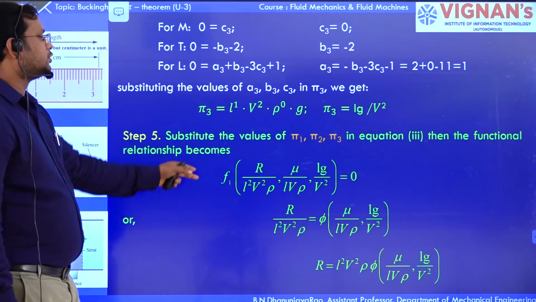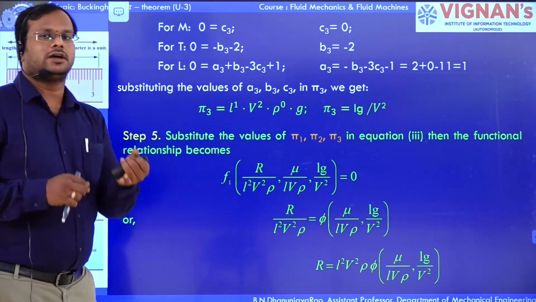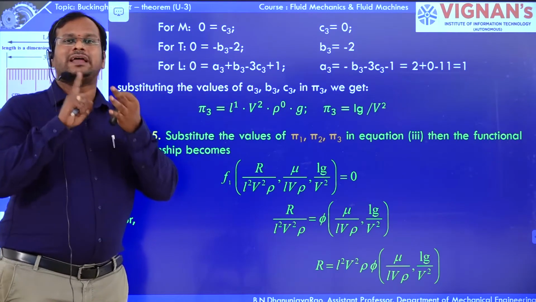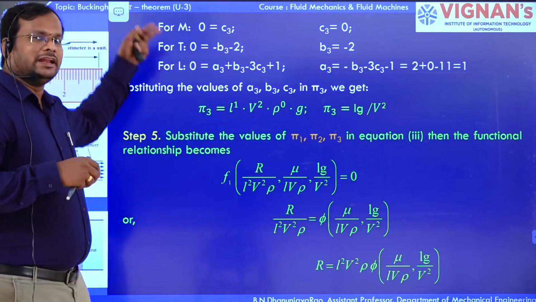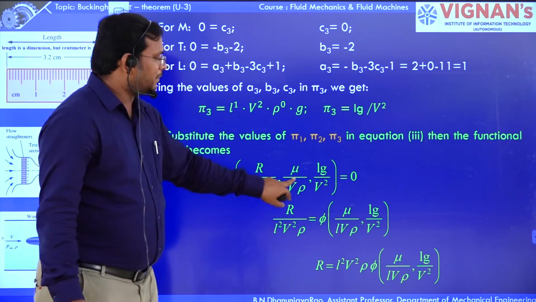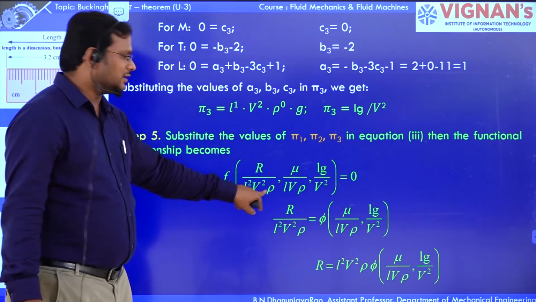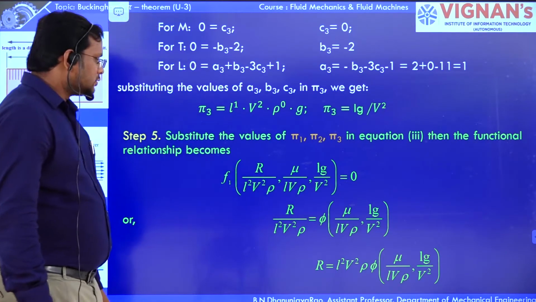We need to substitute all these pi terms, pi 1, pi 2, pi 3. We got the pi 1 expression, pi 2 expression and pi 3 expression. We need to substitute all those expressions in the main equation. The main equation is F1 of pi 1, pi 2, pi 3, which is equal to 0. So here is the expression for pi 1, here is the expression for pi 2, here is the expression for pi 3.